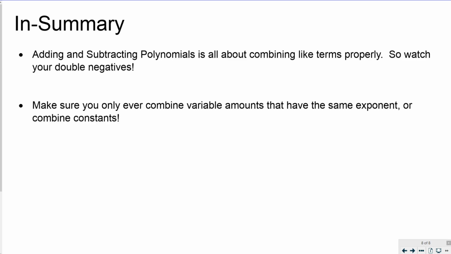And that's it for adding and subtracting polynomials, guys. Just remember that it's all about combining like terms. Watch your double negatives. Remember that plus plus or minus minus, that's adding. And if you do plus minus or minus plus, that's actually subtracting either way.